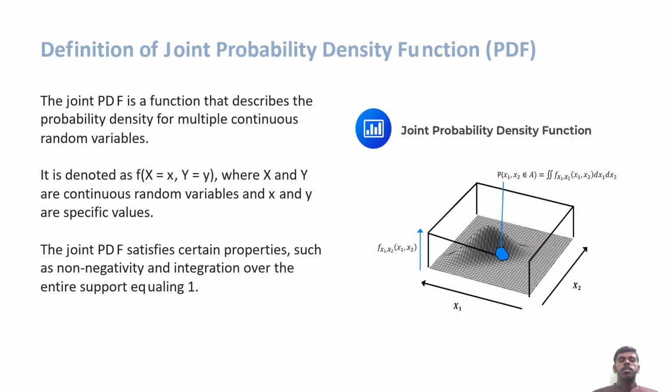Next, definition of joint probability density function. The joint probability density function is a function that describes the probability density for multiple continuous random variables. It is denoted as f(x, y), where X and Y are continuous random variables and x and y are specific values. The joint probability density function satisfies certain properties such as non-negativity and integrating over the entire support equals 1.